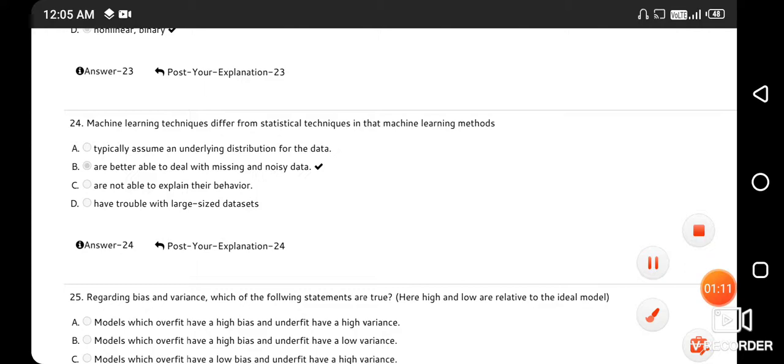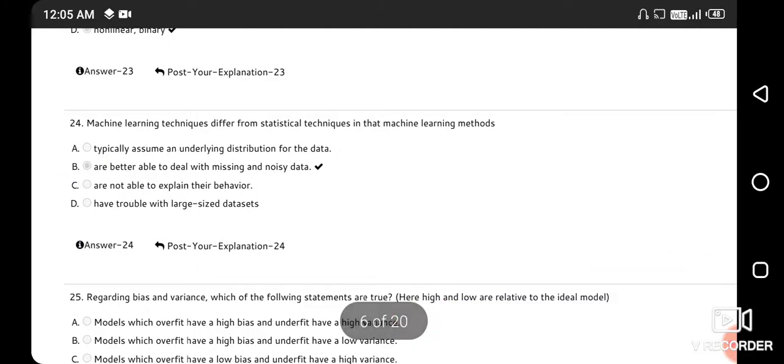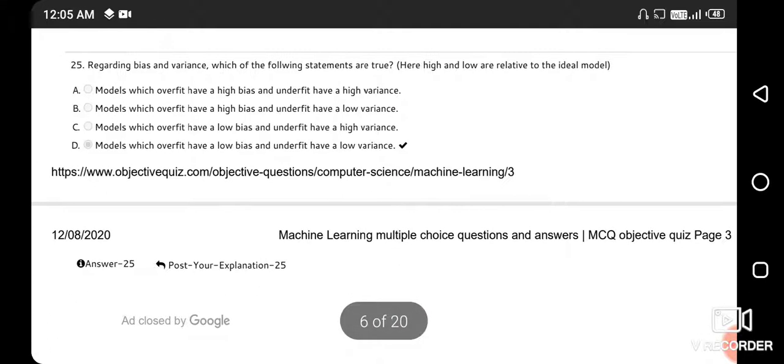Machine learning techniques differ from statistical techniques in that machine learning methods. So the right answer is: are better able to deal with missing and noisy data. So the right answer is option number B. Is that correct? Next question.